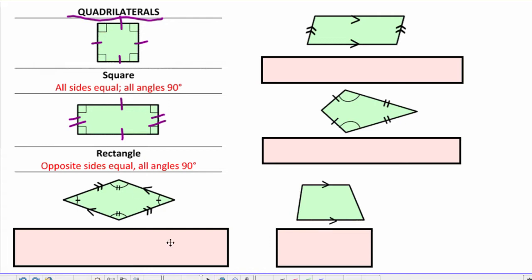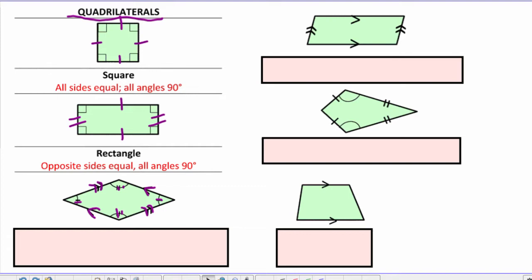The third one looks a bit more complicated. We've got these arrows, which mean that this side and this side are parallel with each other, and this side and this side are parallel with each other. We also have some annotations on the angles, which tell us that this angle is equal to this angle, and this angle is equal to this angle.